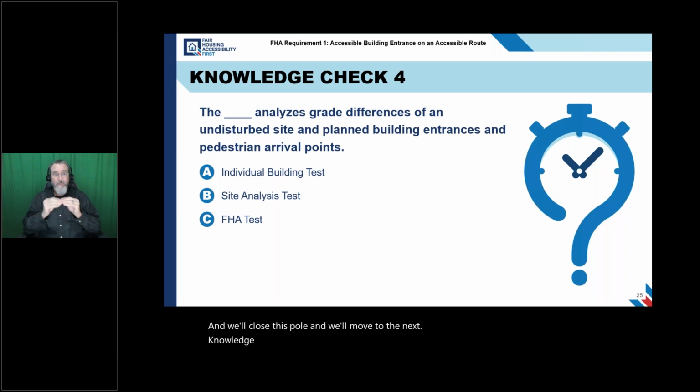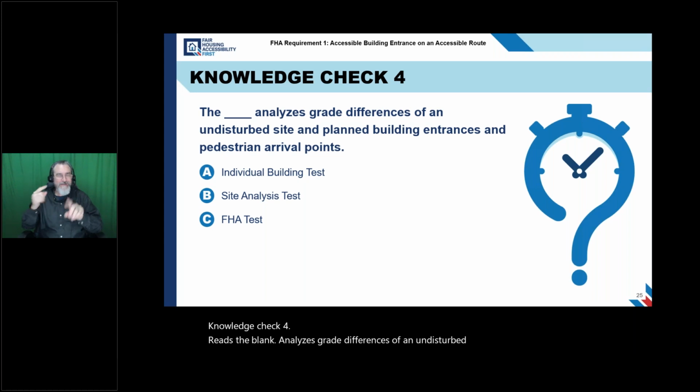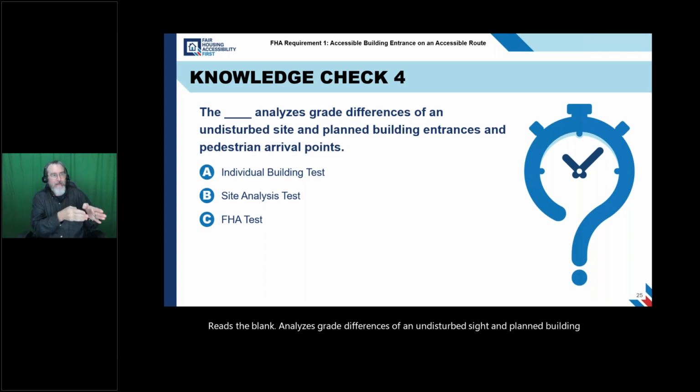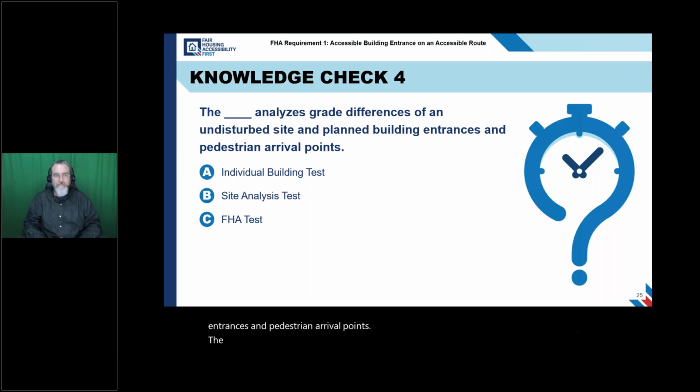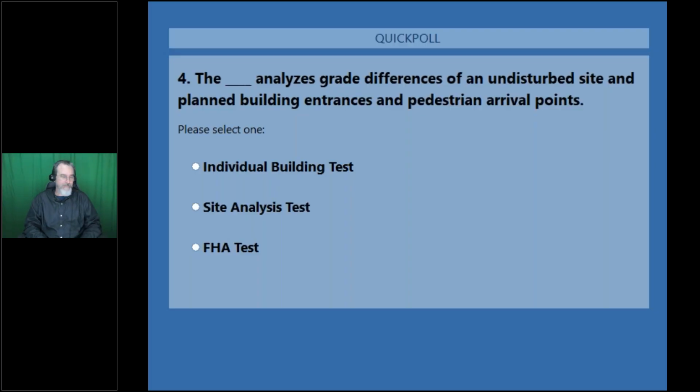Knowledge check 4 reads, the blank analyzes grade differences of an undisturbed site and planned building entrances and pedestrian arrival points. The first option is individual building test. The second option is site analysis test. And the third option is FHA test. And now I'll launch this poll and you can submit your answers.